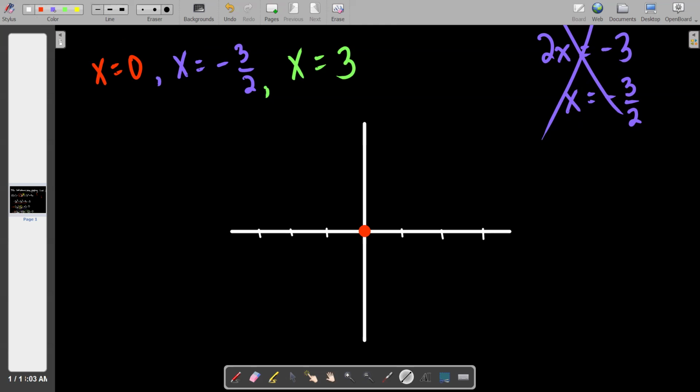What does this purple thing even mean? What is -3/2? It's a good time to think of it as a mixed number or as a decimal. It's -1 and 1/2. So we're going to go left 1 and 1/2 and make our first mark there. Second mark. And what about the green one? Where's he at? Right, 3. 1, 2, 3.